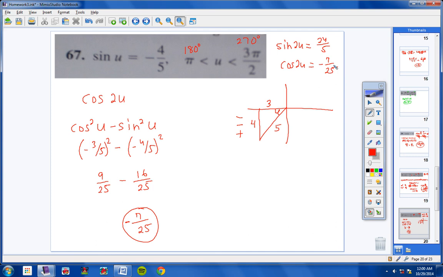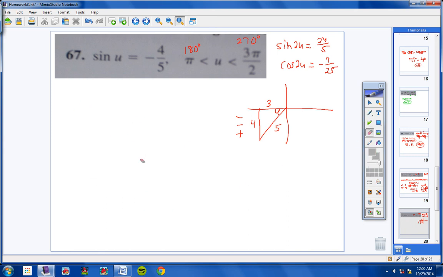Now students, look, learn to think and reason. Before you put tangent of 2u and then use the big identity, 2 tangent of u over 1 minus tangent squared, think for a second. We don't need to do that at all. Think of your basic trig identities. What is tangent of 2u equal to?